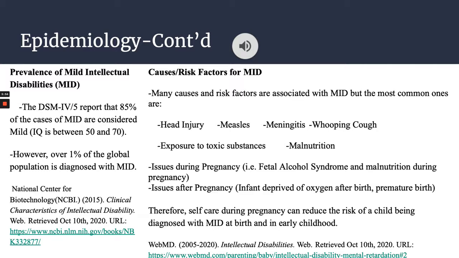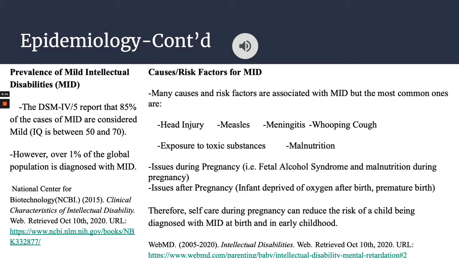Now, some causes and risk factors for MID are numerous, but the most important thing is that most of the causes and risk factors are preventable. So, just some examples here that I've found in research, the most common ones are head injury, and measles, meningitis, whooping cough, exposure to toxic substances. So, an example would be lead or mercury, and also severe malnutrition. Now, all these things that I just listed are risk factors and causes in early childhood. So, maybe between infancy and maybe 3 or 4.